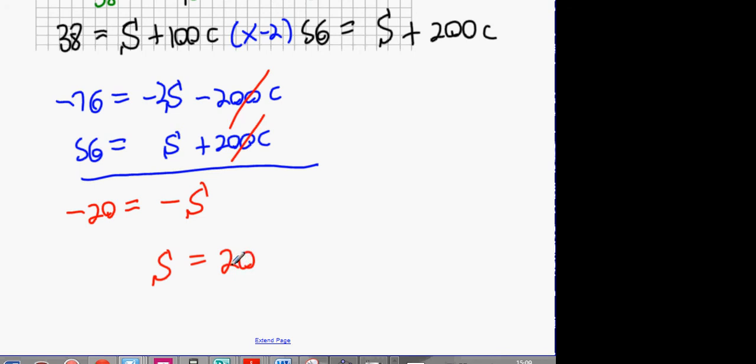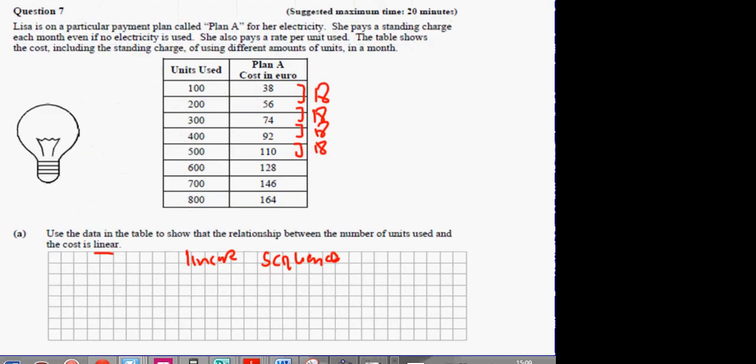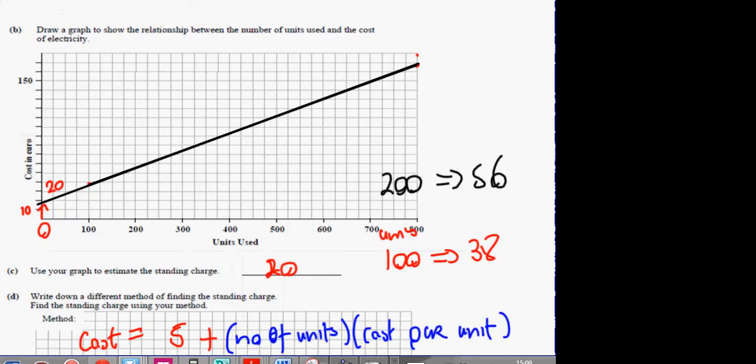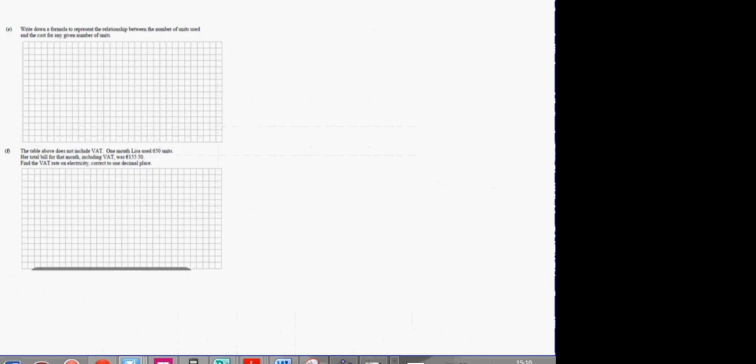Another way would be to count down all the numbers. So you could go back to your original chart and say, well, if it goes down 18 every time, then 0 units must be 20. You could count down in 18s. Does that make sense? Alright, moving on. Is that all of that? Oh, we just did that.